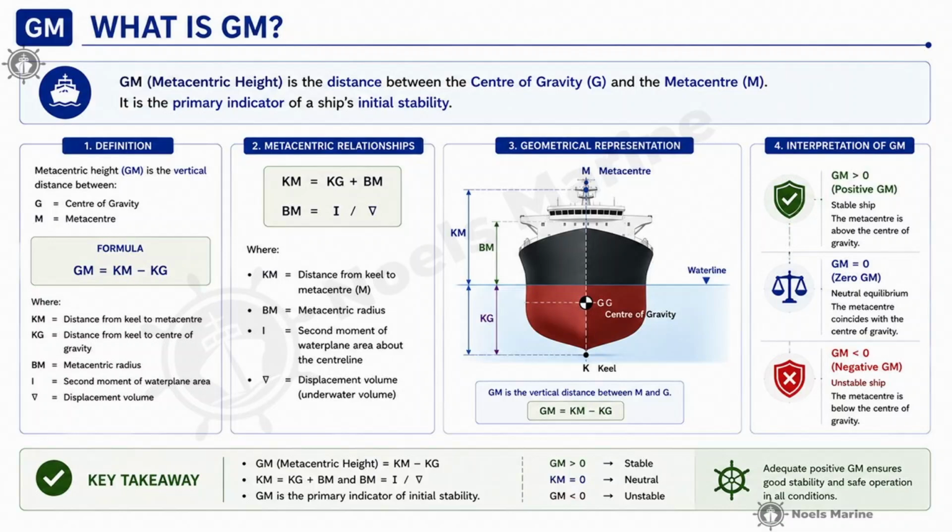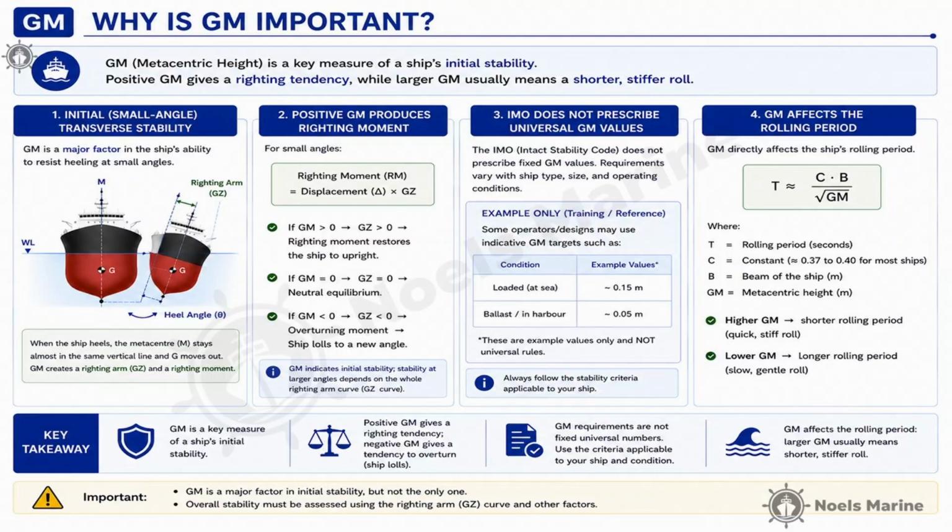Moving on to Section 2, why is GM important? You might be wondering, why is GM the absolute most important measure for a ship's initial transverse stability? Well, a positive GM gives a ship a righting tendency. That means it has the built-up energy to upright itself after tilting over. At small angles, we calculate this righting moment by multiplying the ship's displacement by GZ.